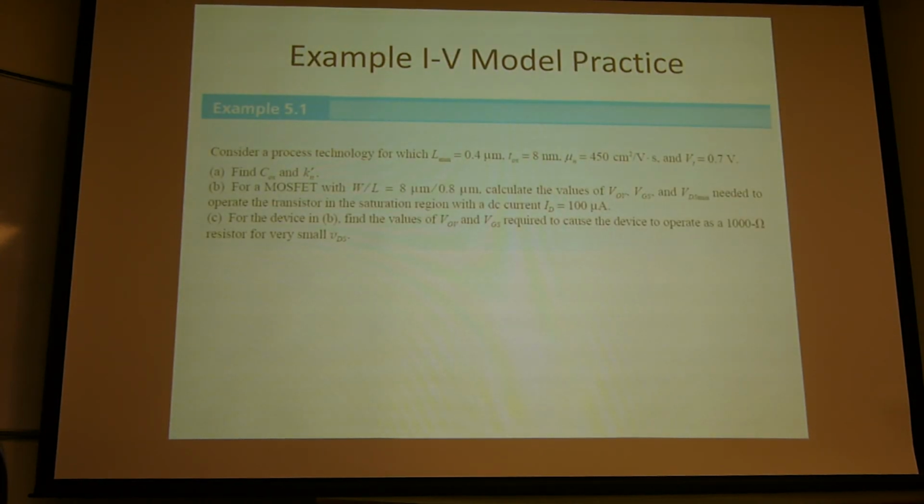Then here is an example to practice the IV model. So the question is, for this technology node, the minimal L is 0.4 micrometer, TOX is 8 nanometer, mu n, the mobility of electron, is 450, and threshold voltage is 0.7. Then find the COX and the Kn prime. So this is just practicing the equations, and you can do it.